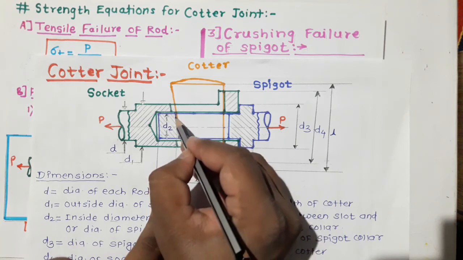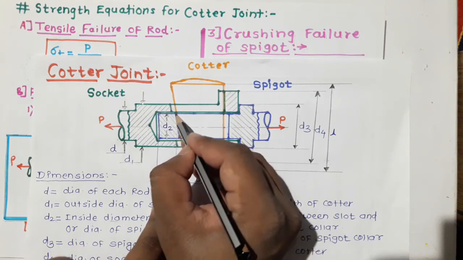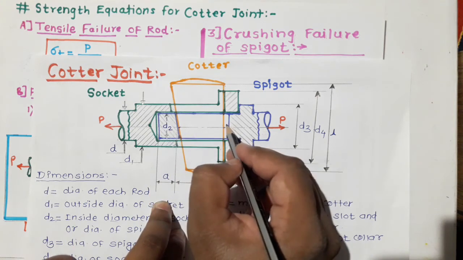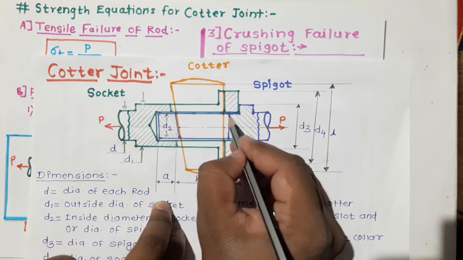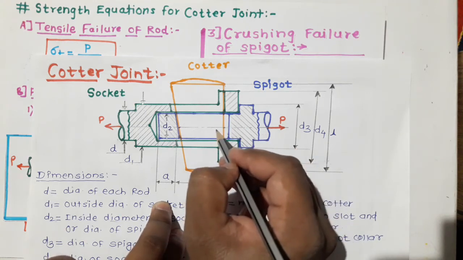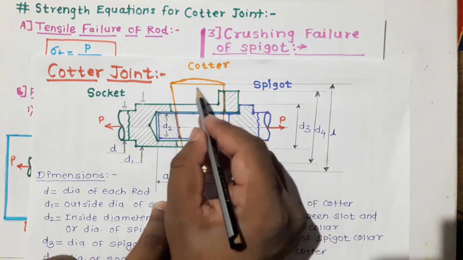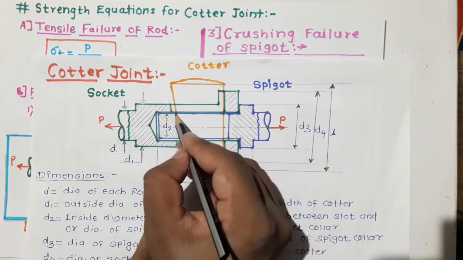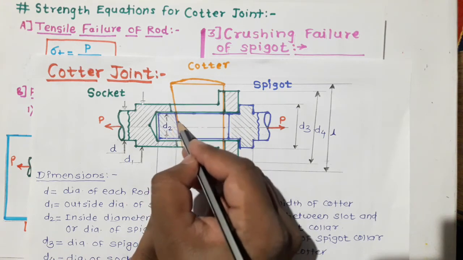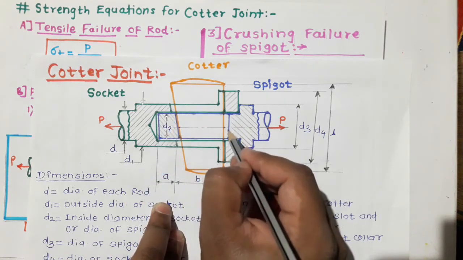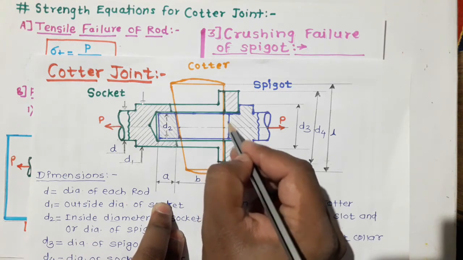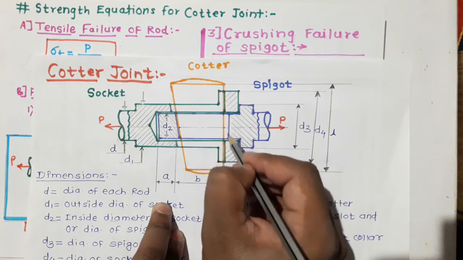So the internal surface of slot is in contact with this cotter here, but on the other side there is no contact between slot surface and cotter surface. So whatever the crushing stress is exerted by this cotter on this spigot, it is applied on this surface. Whatever the crushing stress applied by this cotter on the spigot, it is applied on this surface and not on this surface, because here there is a clearance between cotter and this slot surface of spigot.